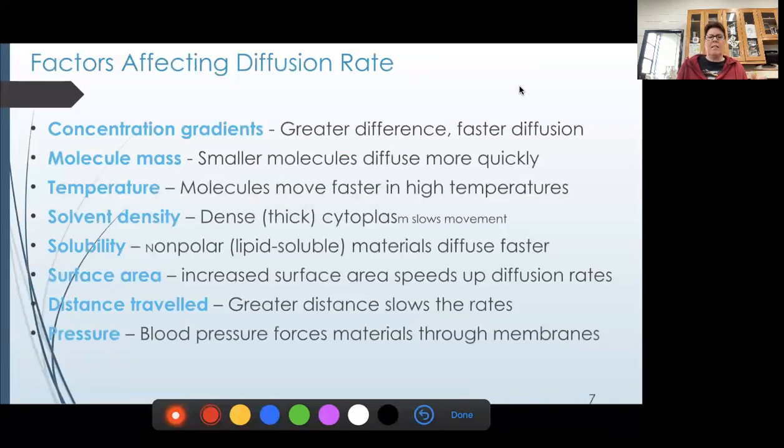Surface area, okay? If you have higher surface area, you have more space, which will speed up diffusion rates. If our diffusion rate stays the same, but our distance is smaller, it will increase the rate because you're not going as far. And pressure. Okay, sometimes blood pressure will act as a force to force things through those cell membranes. So pressure as well. Plants will use pressure. Turgor pressure is another type of pressure.